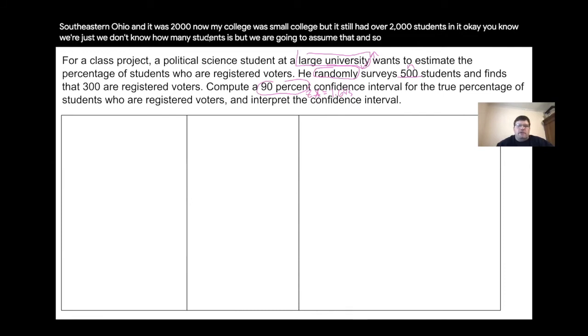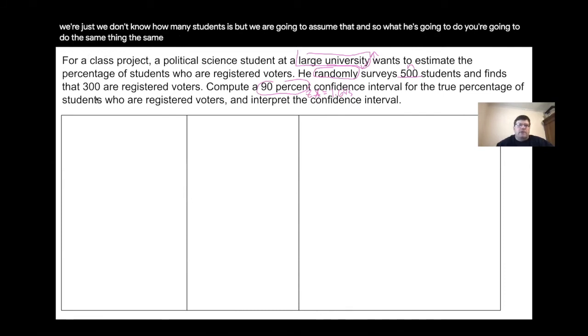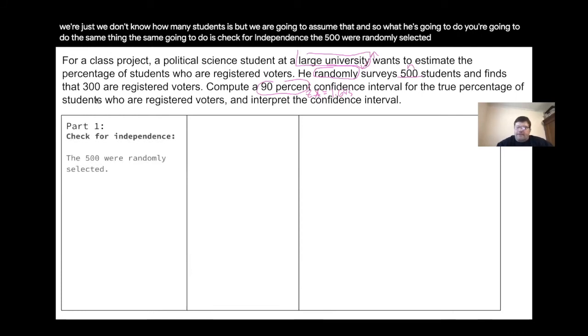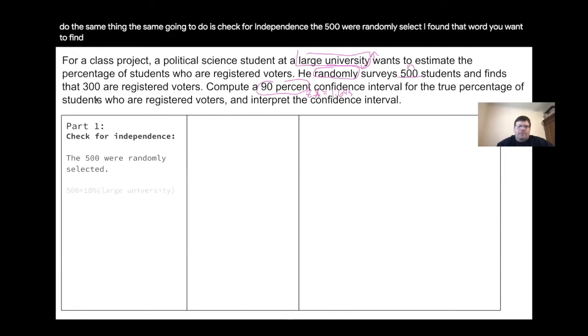And so what you're going to do is the same thing, the same write-up. So I'm going to go a little faster this time. First thing we're going to do is check for independence. The 500 were randomly selected. I found that word. You want to find random in the problem. And you want to say that it's less than 10%. So independence means it's got to be random and less than 10%.